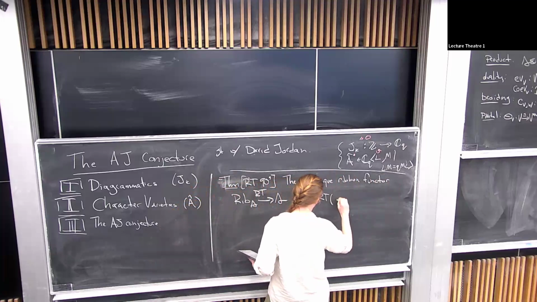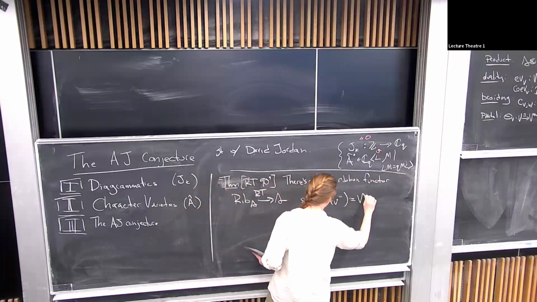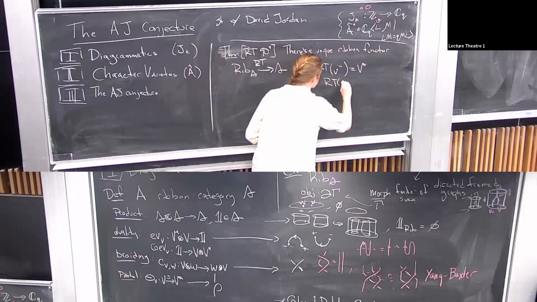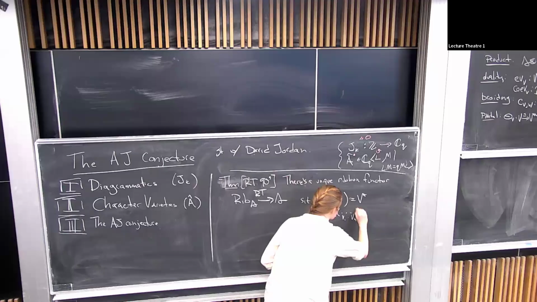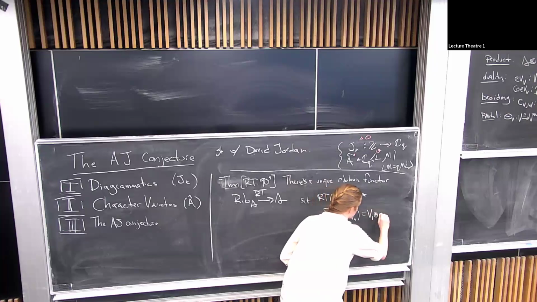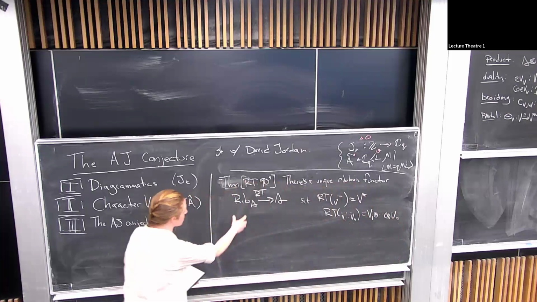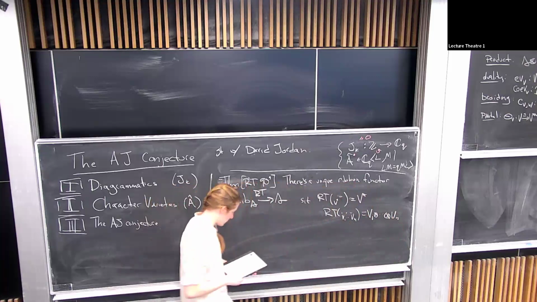So it's unique such that RT of this isn't dual, and I have some other axioms too. So sort of RT of V1, V in, V in. Okay, so now I have a way of comparing these graphs that I've drawn to here.